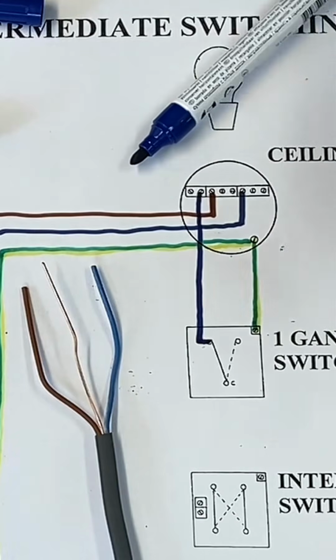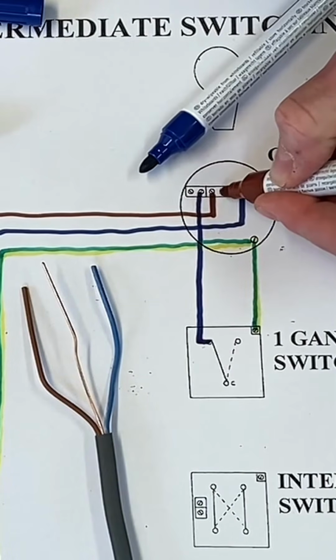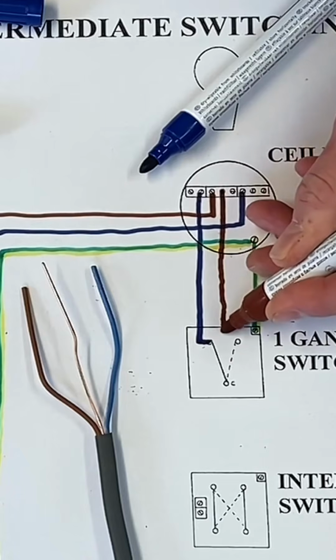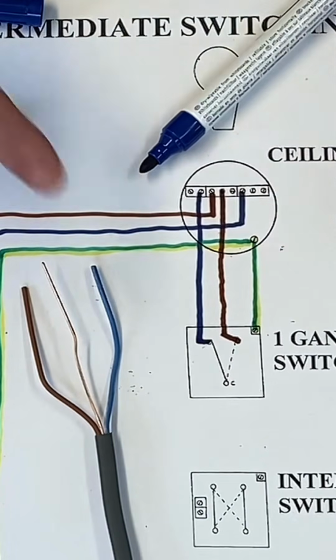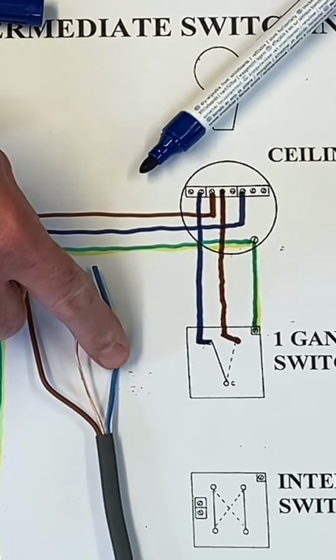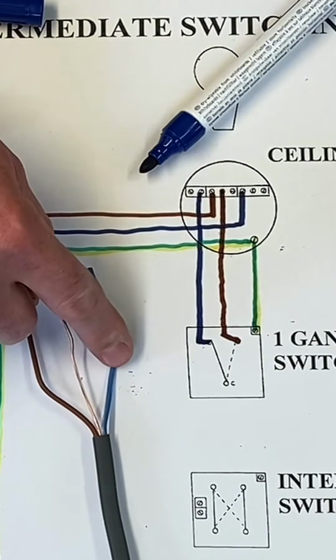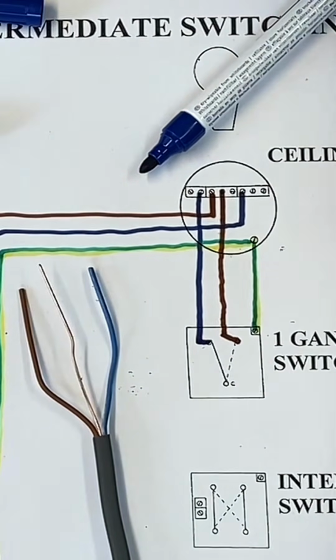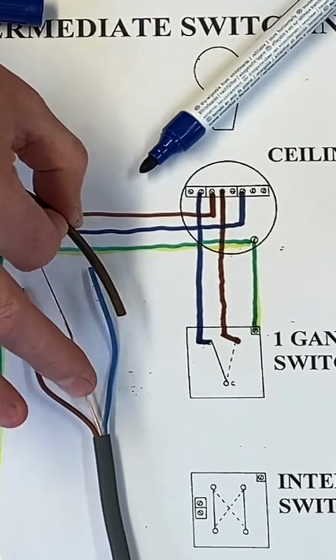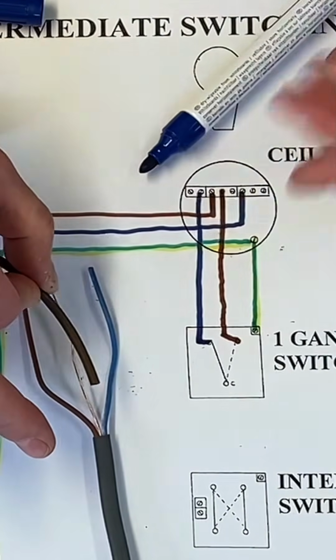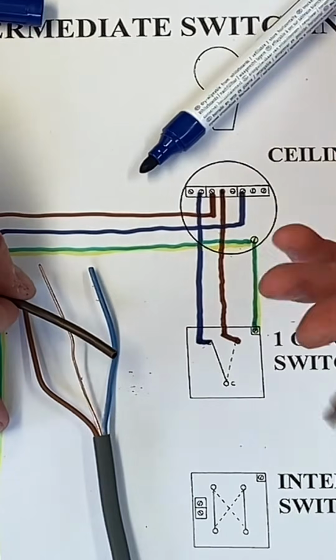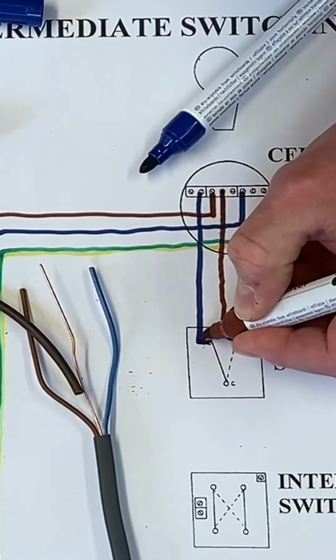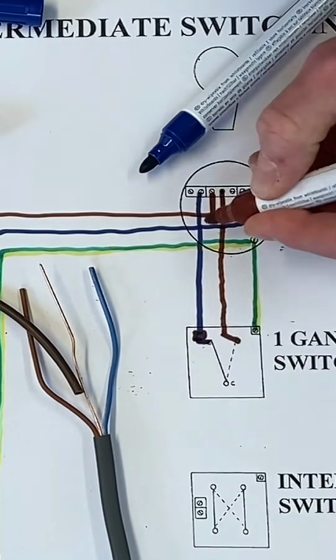My permanent line is going to come down and it's going to go in either L1 or L2, like so. Remembering that this is not a neutral, so this cable here coming down to the switch is not a neutral, it's a switching line conductor and needs to be identified by inserting a piece of brown sleeving over the blue when you terminate the ends.